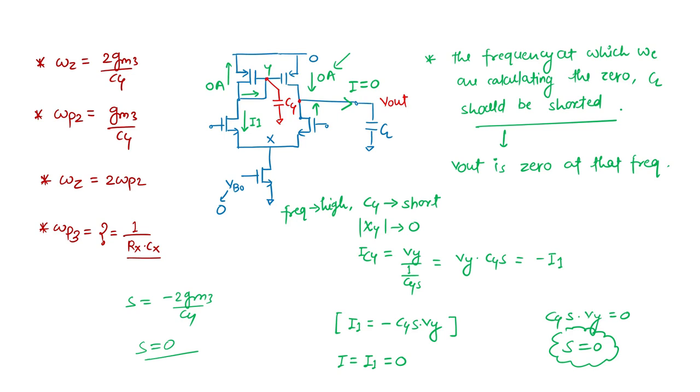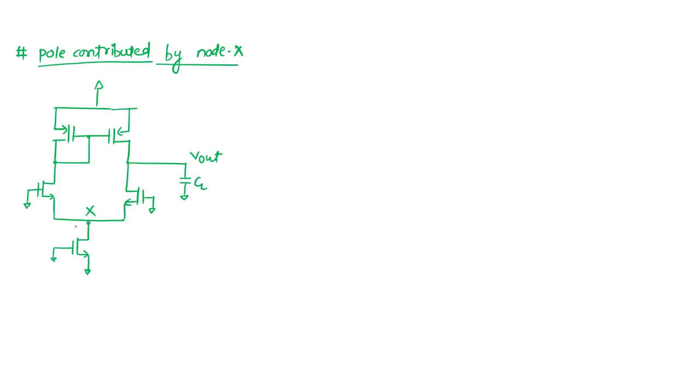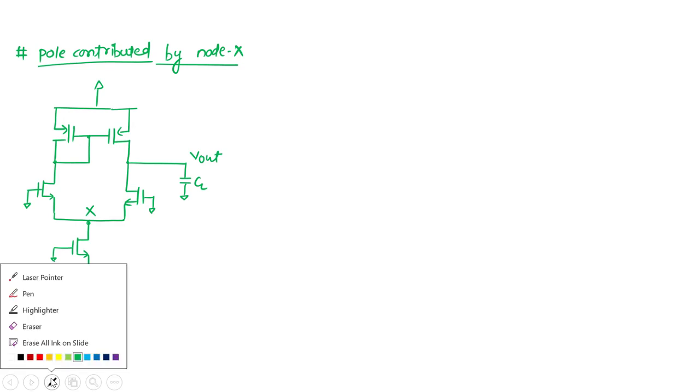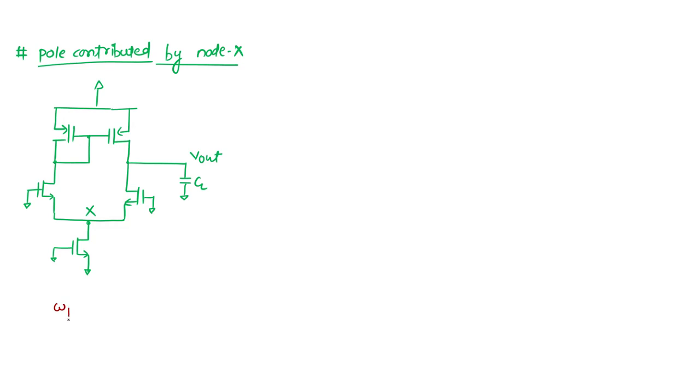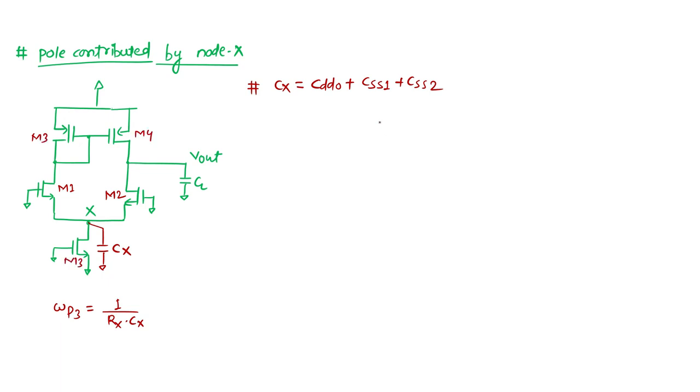Now the other thing that we want to see here is the pole contributed by node X. The pole due to node Y is very clear. The pole, which I call omega P3, is equal to 1 upon Rx and Cx. This is the Cx. So what is Cx? Cx I can say is CDD0 plus CSS1 plus CSS2, the source capacitances of M1 and M2 and the drain capacitance of M0. So this is the net capacitance.